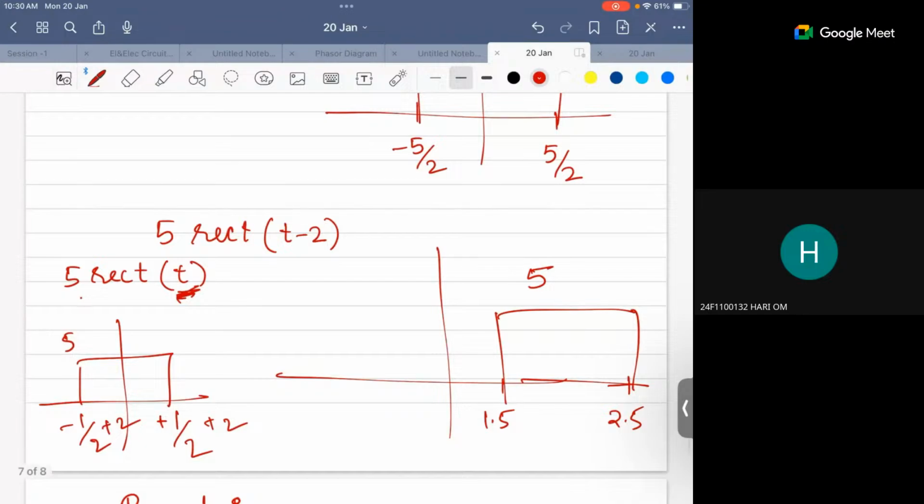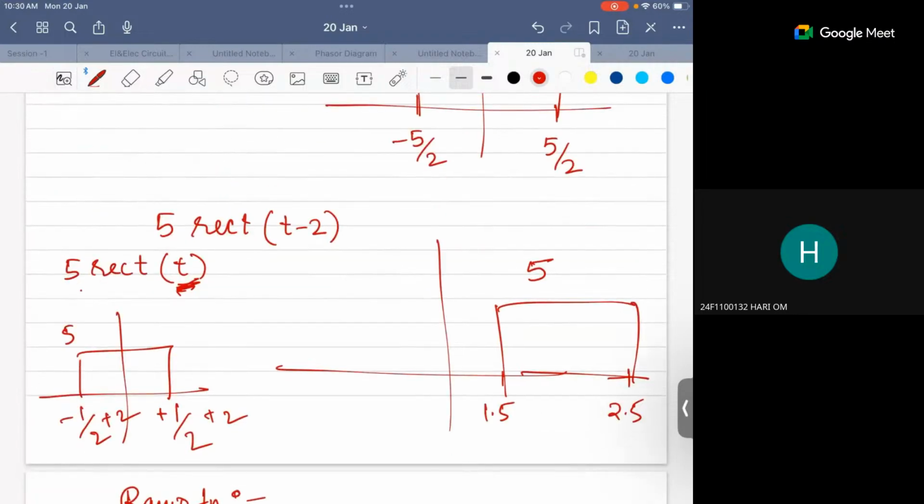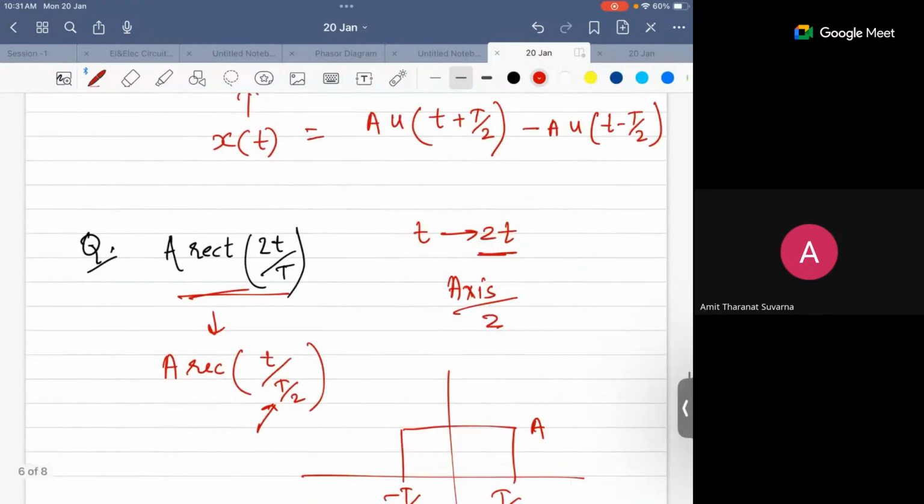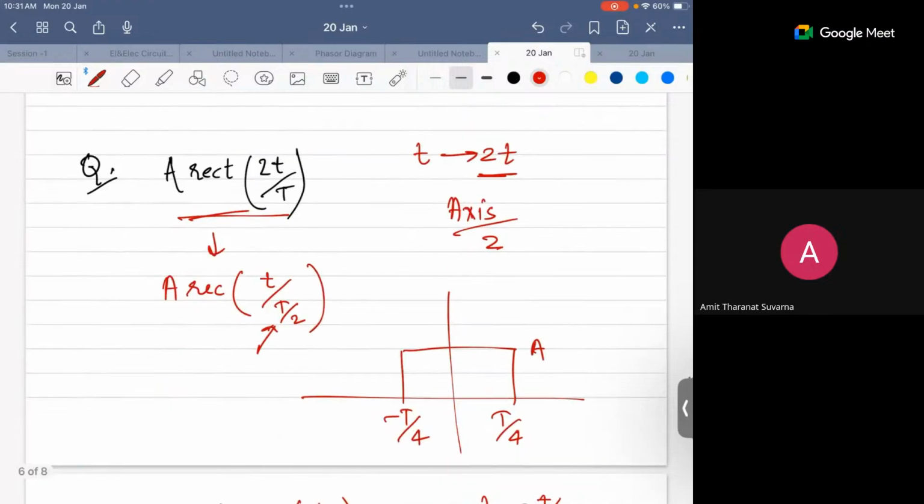Is it clear to everyone? Yes, sir. The rect function is done, right? Any doubt? Anyone? We'll do some operations. Can you repeat that, 2t by t, sir? A rect of 2t by tau. Okay.